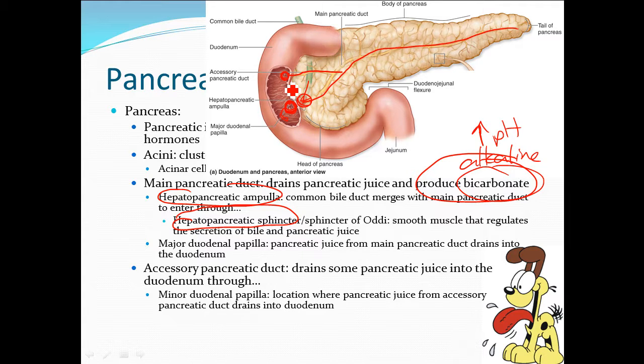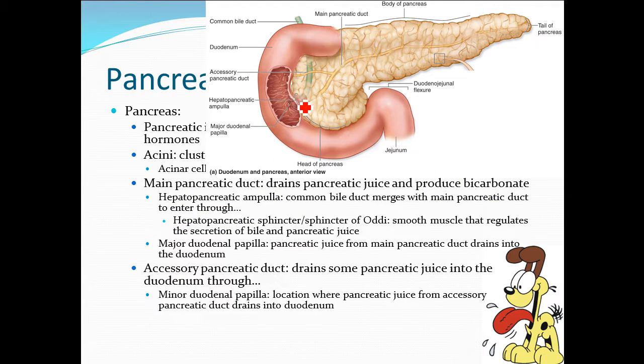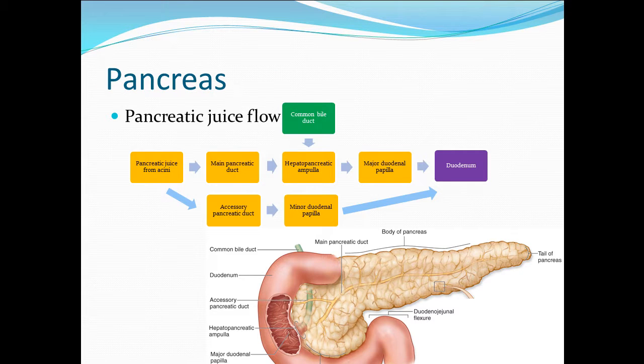The hepatopancreatic sphincter is the top one? Oh wait, the hepatopancreatic sphincter you can't actually see here, but it's just a smooth muscle that surrounds over here to contract or relax depending on whether it wants things to go through it or to prevent the pancreatic juices or bile from going through. Okay. So yeah, you can't actually see that.